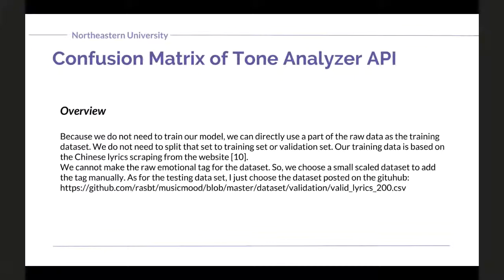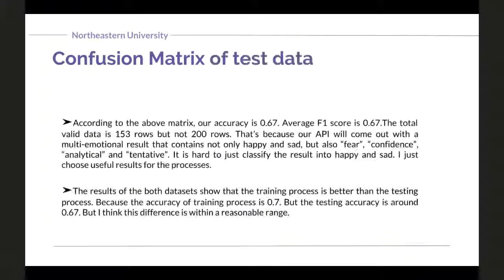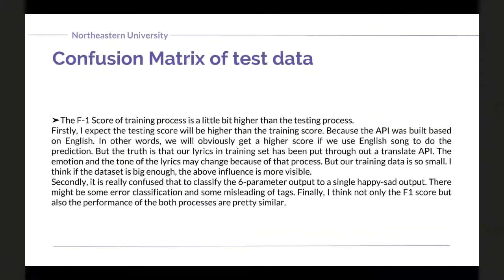We also made a confusion matrix of the Tone Analyzer API, where we directly use a part of the raw data as a training dataset, and we get the values here. We can get the F1 score and some support scores. We can know that our accuracy is 0.67 because they are except joy, but some also other emotions. And we can know that the F1 score of the training process is a little higher than the test process.